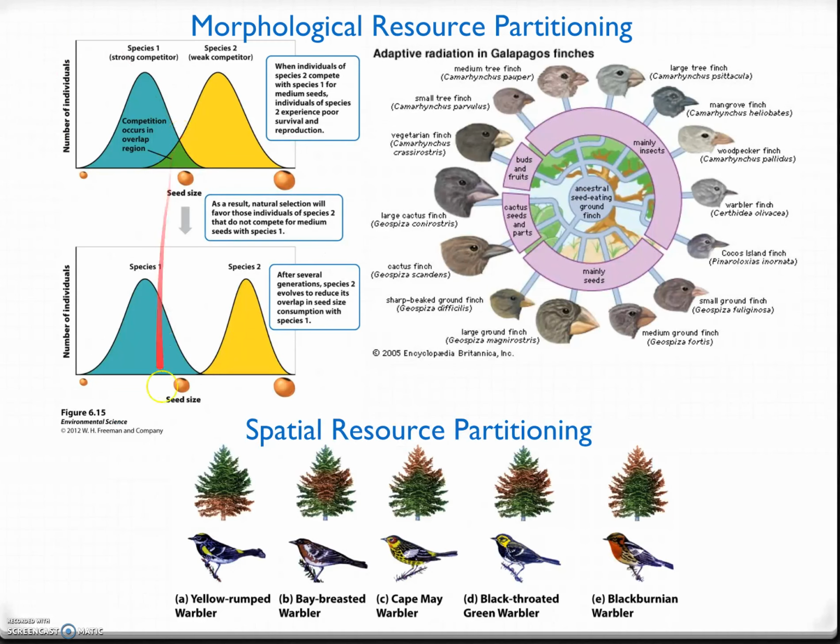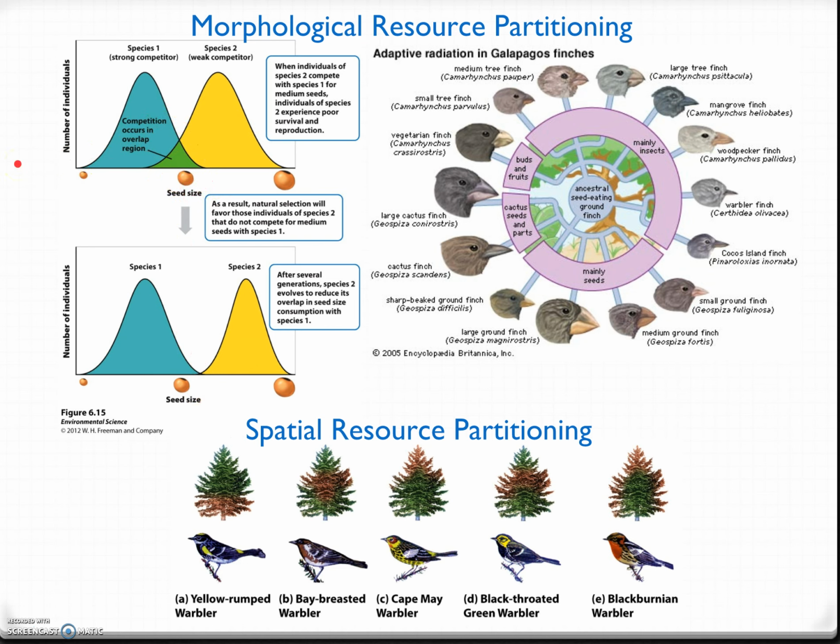So looking at this graph here, we have two different species and how they divide a resource. So it's based on differences in the species' behavior or their morphology. Natural selection will favor individuals that overlap less with other species in the resources they use. Okay, so here we have overlap and here we don't. So let me explain what's going on with these two graphs.